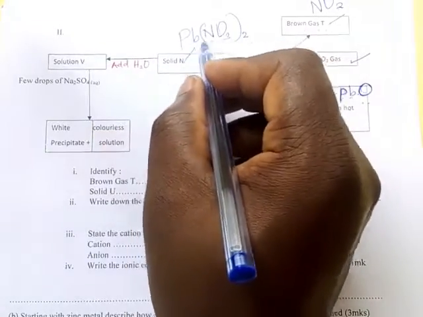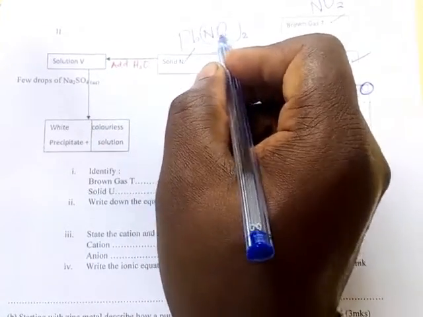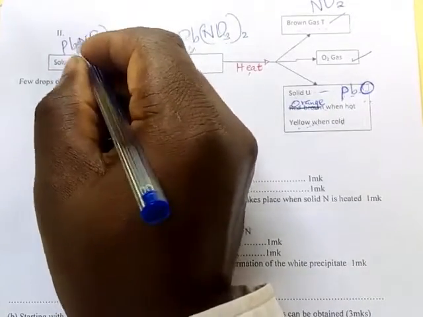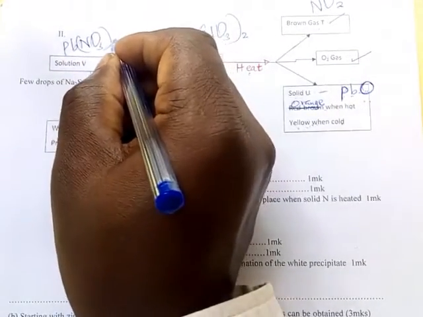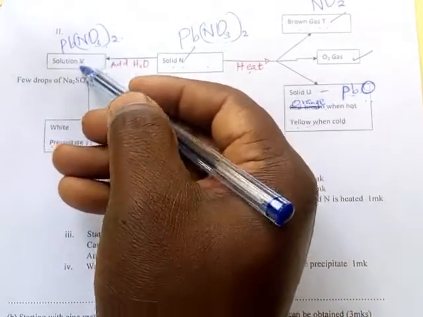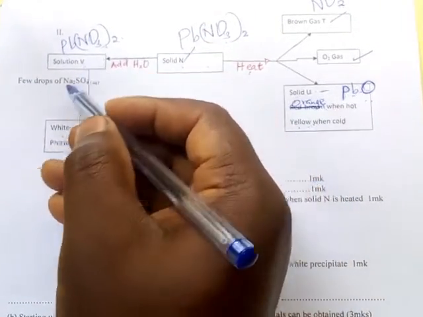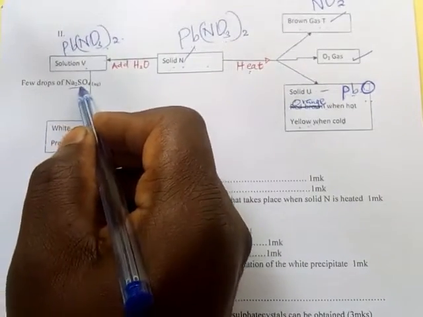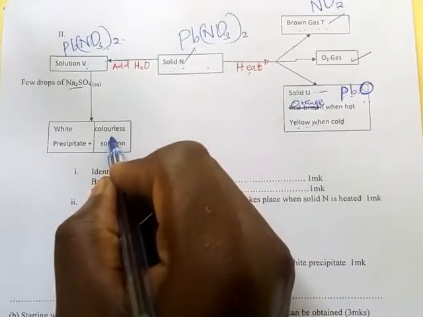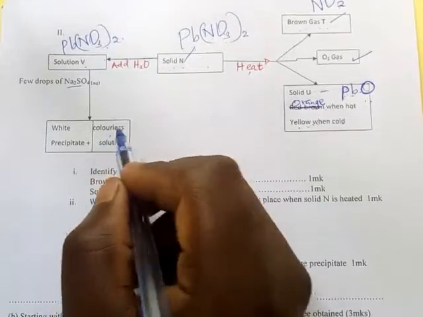When you add water to lead nitrate, you form an aqueous solution of lead nitrate, which is solution V. Then to solution V we add a few drops of sodium sulfate, and a white precipitate is formed and a colorless solution is formed. That is now the precipitation reaction.